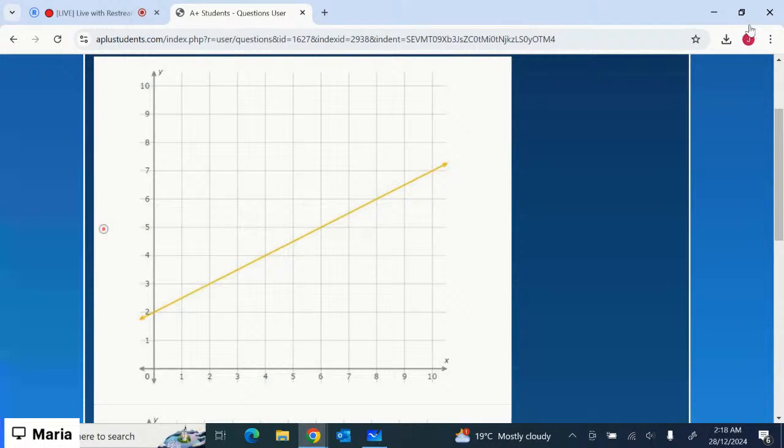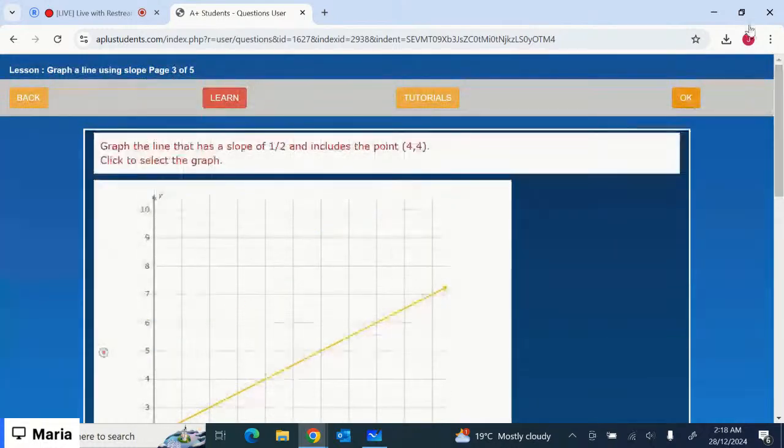Here is the point (4, 4). You need to move up 1 point and right 2 points. So here is the other point. You need to join these 2 points and make a line. So option number 1 is the correct option.